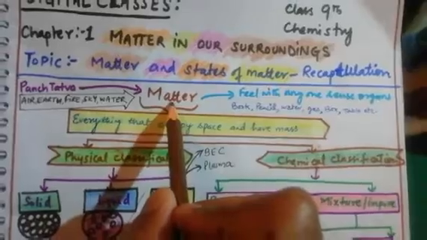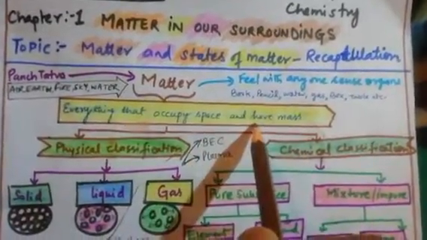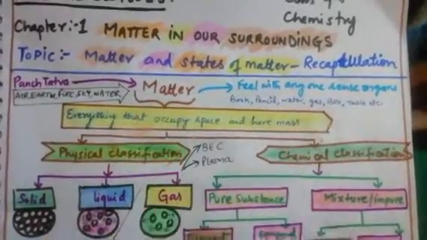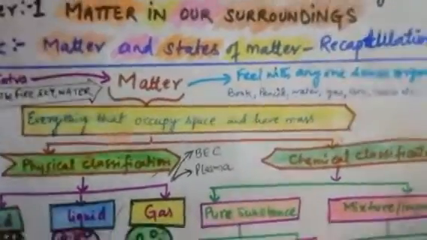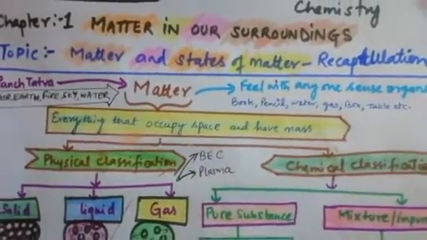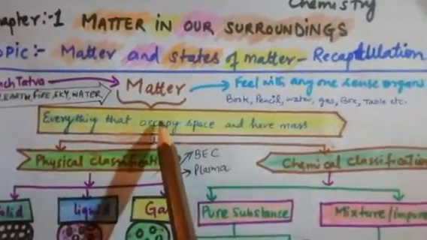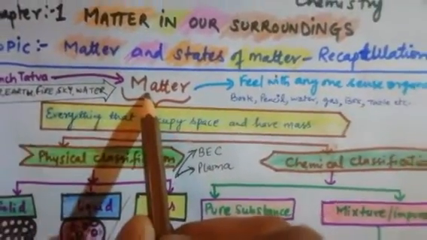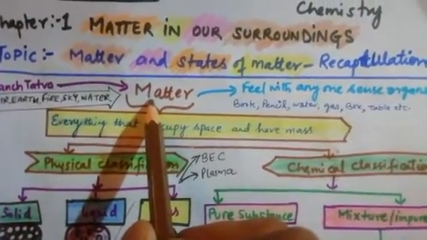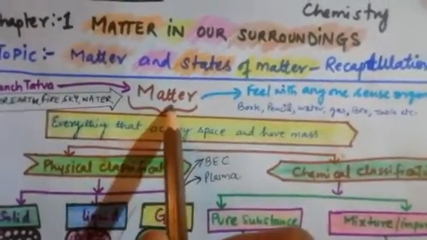Dear students, as you know, everything that occupies space and has mass is known as matter. Whatever is in your surroundings that you can feel, touch or see, all the things that occupy space and have mass, is known as matter. Basically, we are talking about material. So whatever material is around us is made up of matter, and matter is made up of atoms.